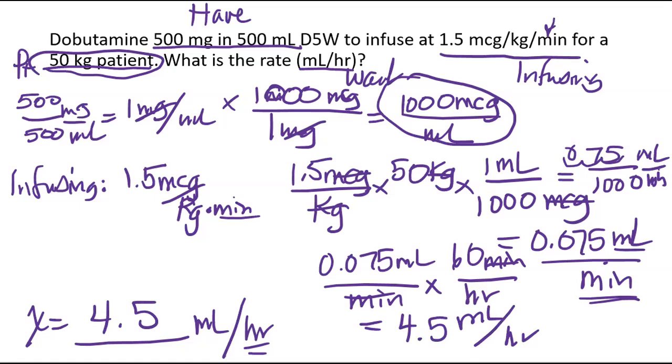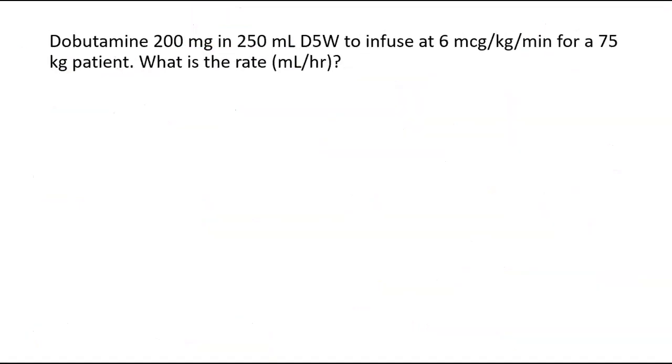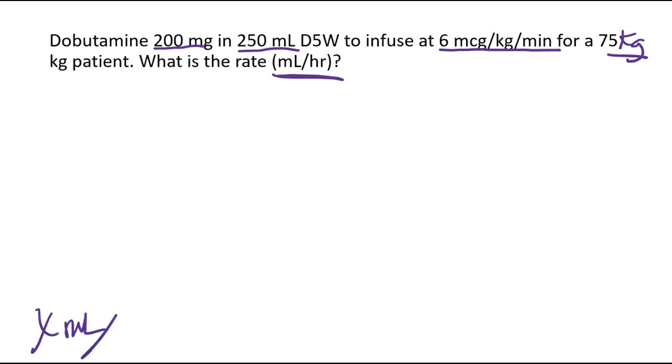All right, so we'll try this again, and we have Dobutamine. This is what we have, 200 milligrams and 250. We're infusing it at 6 micrograms per kilogram per minute. We have a 75 kilogram patient, and we want milliliters per hour. So we say X milliliters per hour equals what?